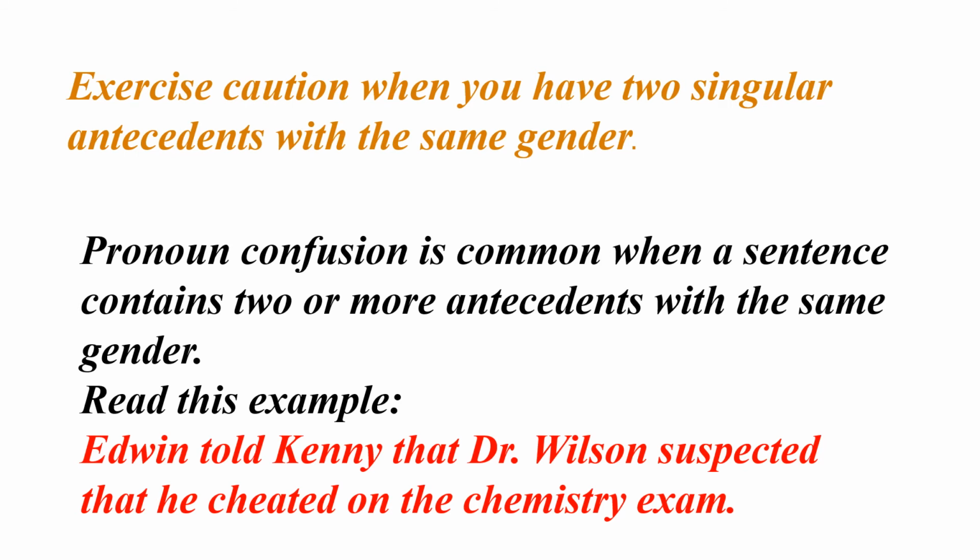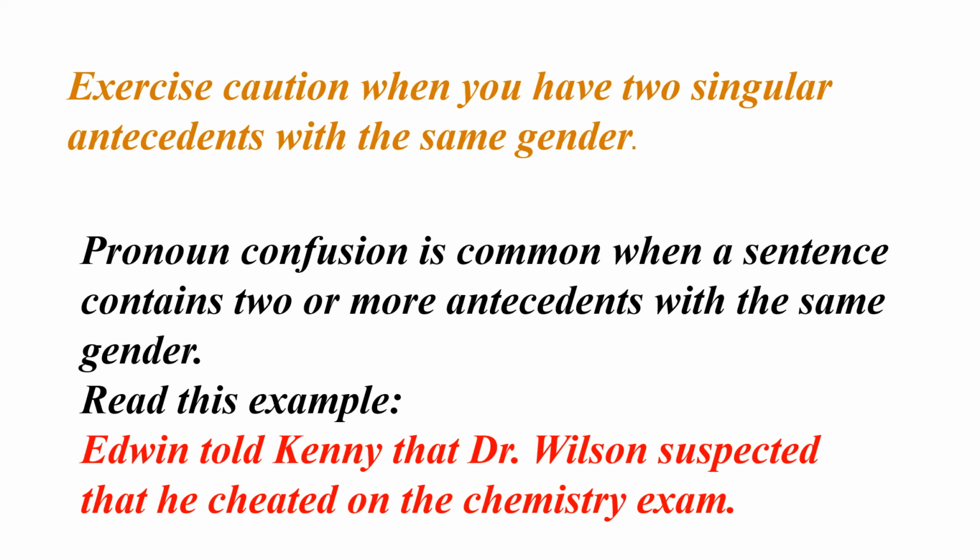In this example, Edwin told Kenny that Dr. Wilson suspected that he cheated on the chemistry exam. Which male is in trouble here? Is it Edwin, who is saying that Dr. Wilson could detect Kenny's misdeed on the chemistry examination? Or is it Edwin's confession?